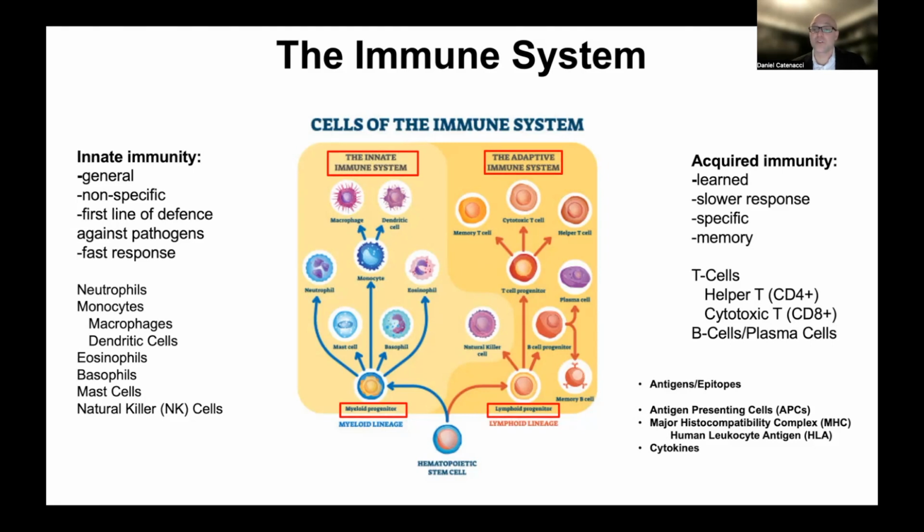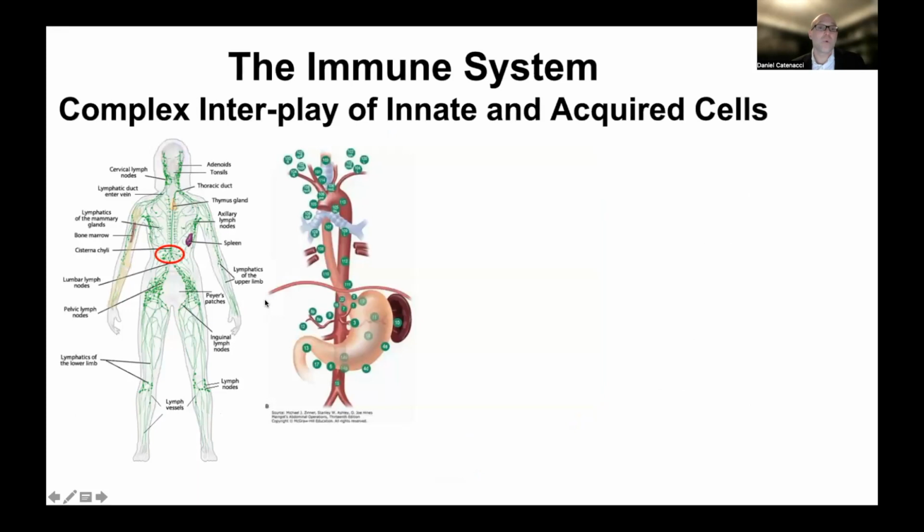And we also talked about antigen presenting cells, major histocompatibility complex, or MHC, class 1 and 2, also known as human leukocyte antigens, and also cytokines, the molecules that each of these cells use to communicate with each other. So this complex system of immune cells can deal with various sorts of pathogens and also cancer from our own cells.